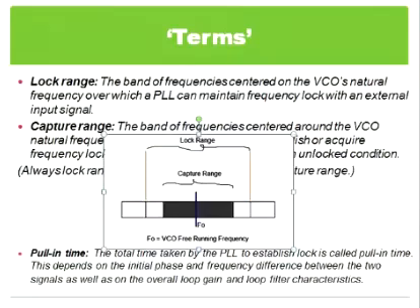Both the PLL lock range and the PLL capture range are centered around the VCO frequency, and you can clearly see that the capture range will always be within the lock range. So the lock range will always be higher than the capture range.